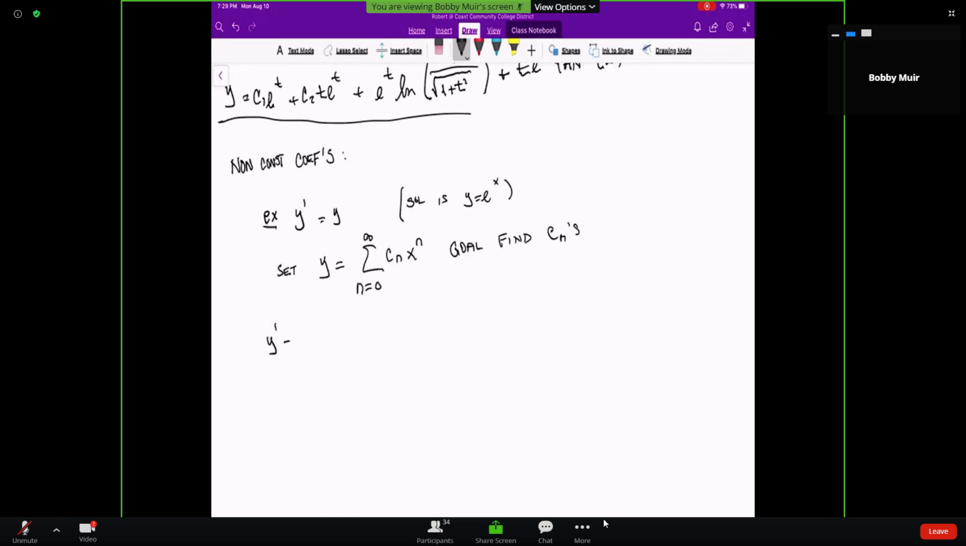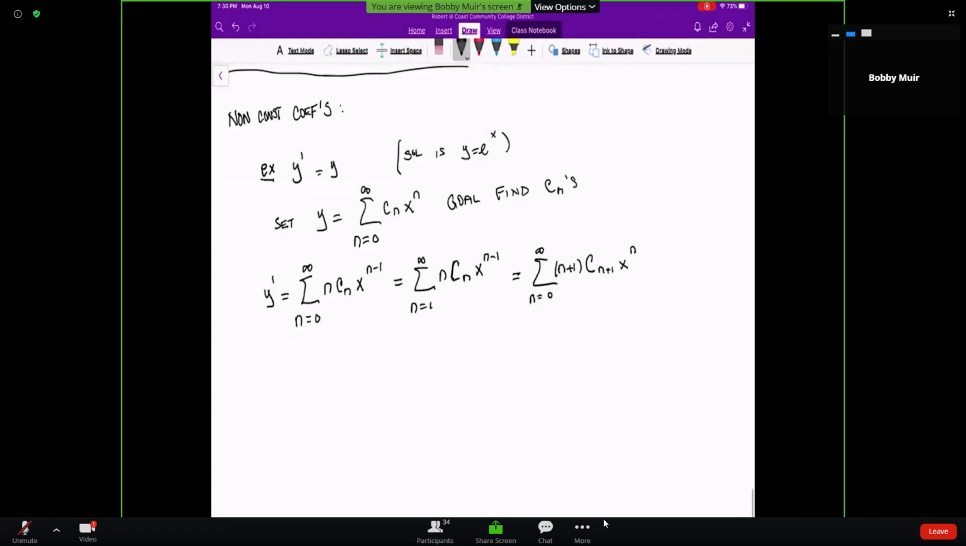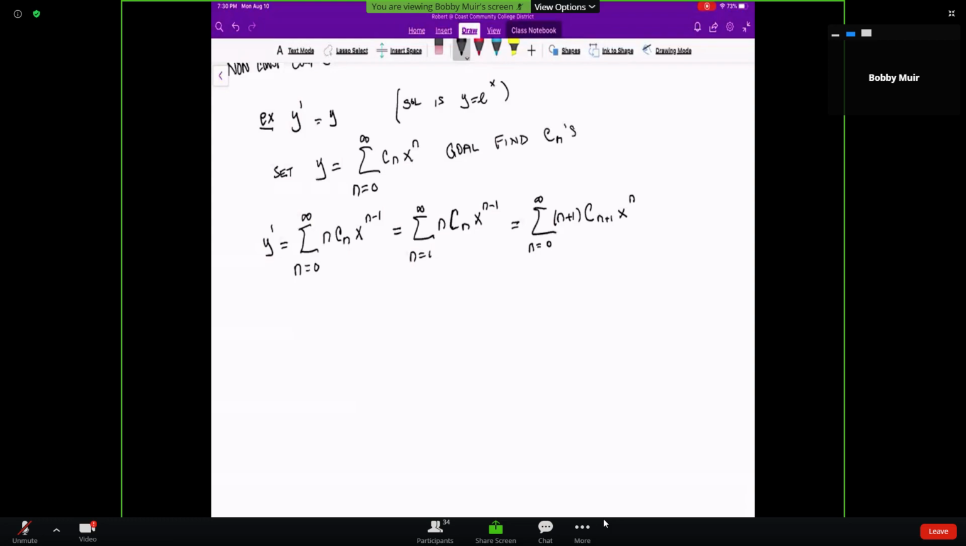Okay. So if we look at our y prime, it's going to be the sum from 0 to infinity of n cn x to the n minus 1. Which we might as well start the sum at 1 of n cn x to the n minus 1. And the first exponent is going to be 0. So if we go back to 0, then we're going to have to change this to n plus 1, c n plus 1, and then it's just going to be x to the n. And the powers start with x to the 0.